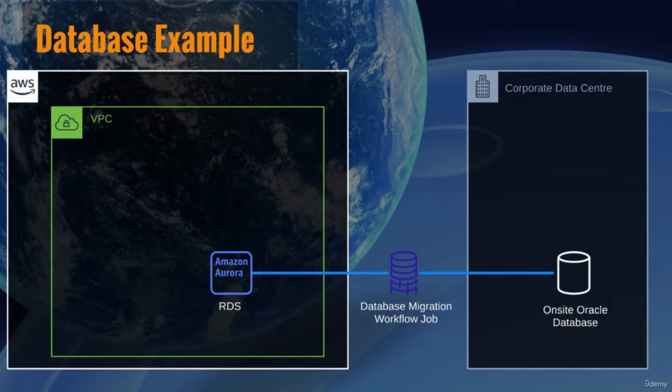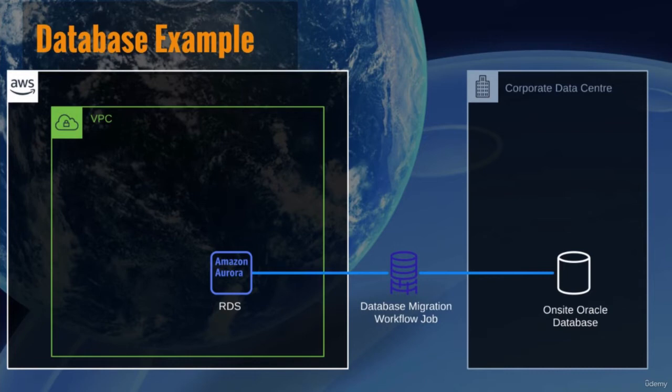You can define a database migration workflow by specifying the source database, the target database, and any operations on that data that need to occur during that migration of that data. Once you've done that, you can then run the database migration job, and that will look after everything for you. It will migrate that data from that on-site Oracle database to your Amazon Aurora database.